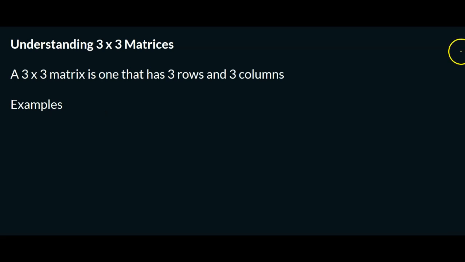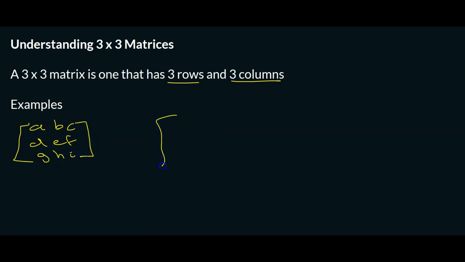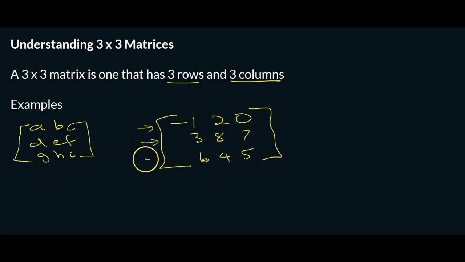So what are 3 by 3 matrices? A 3 by 3 matrix is one that has 3 rows and 3 columns. Let's go with an example here. We have A, B, C, D, E, F, G, H, I. So this is a 3 by 3 matrix. Another example would be something like this: negative 1, 2, 0, 3, 8, 7, 6, 4, 5. So you can see here that we have 3 rows, row 1, row 2, row 3, and 3 columns, column 1, column 2, column 3.